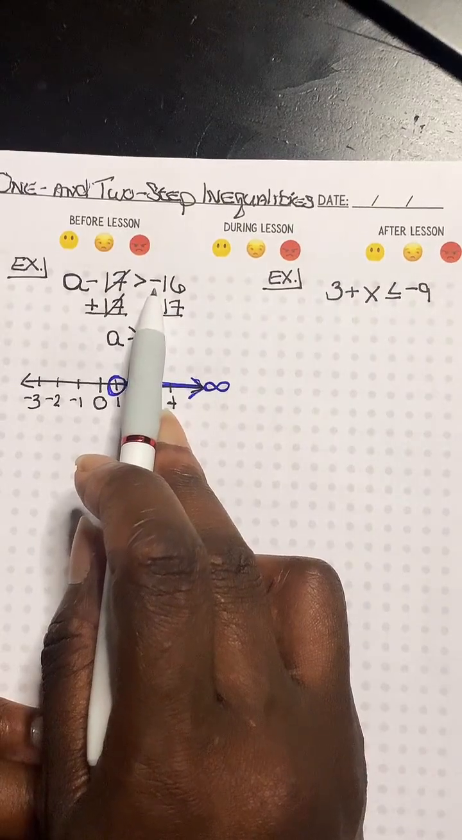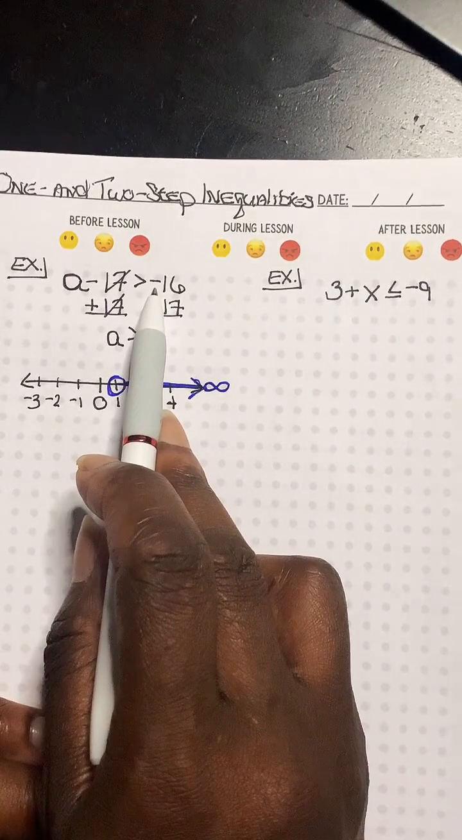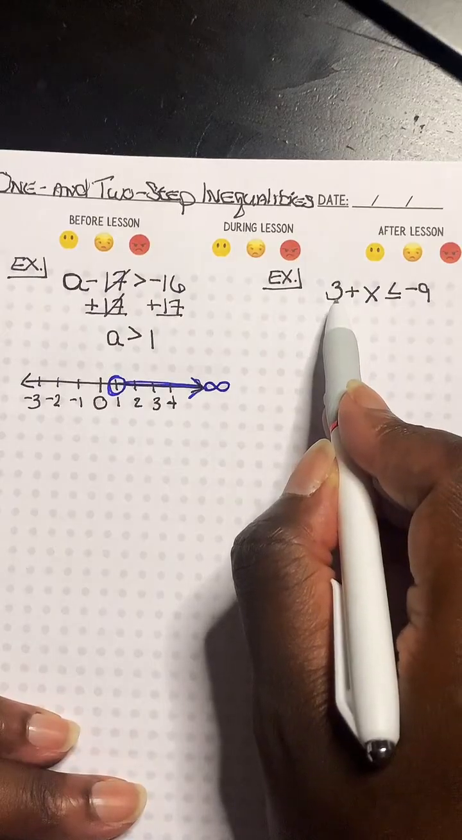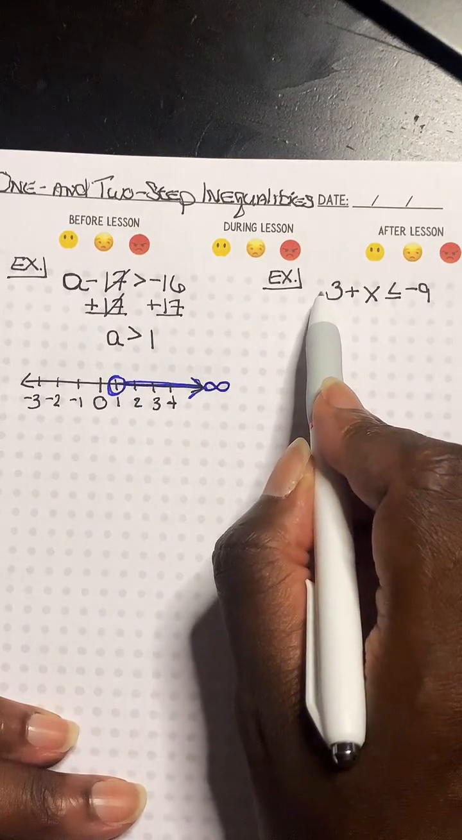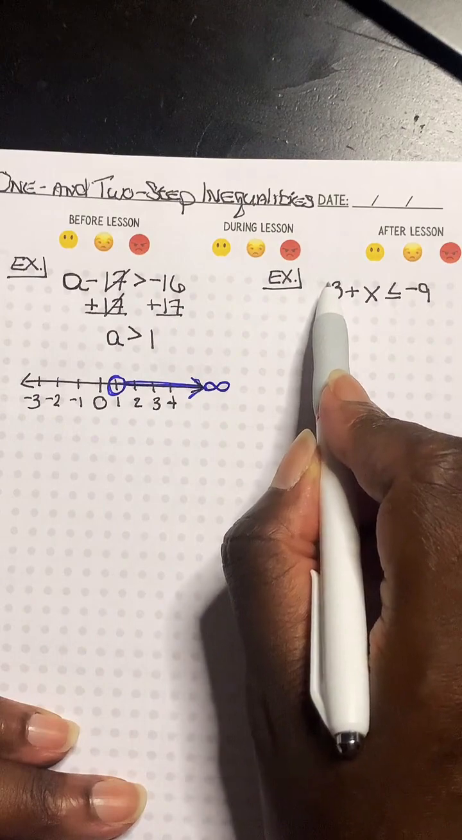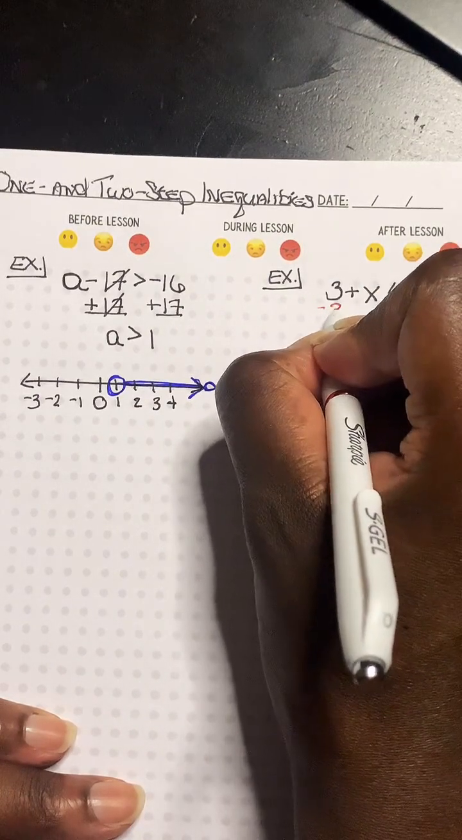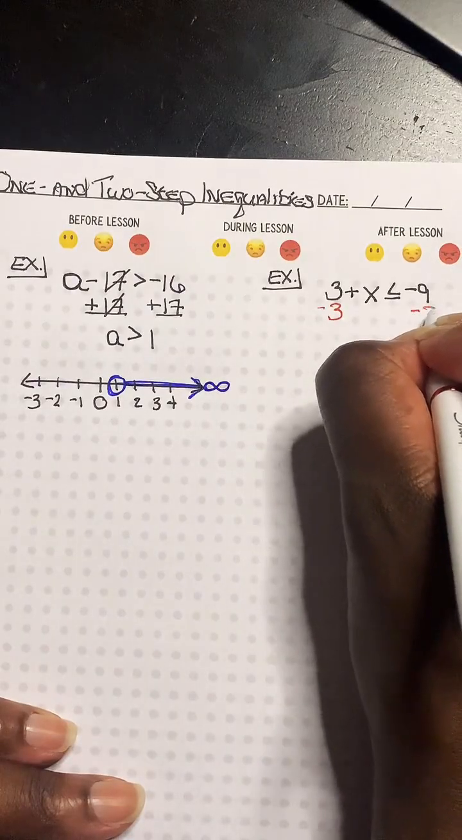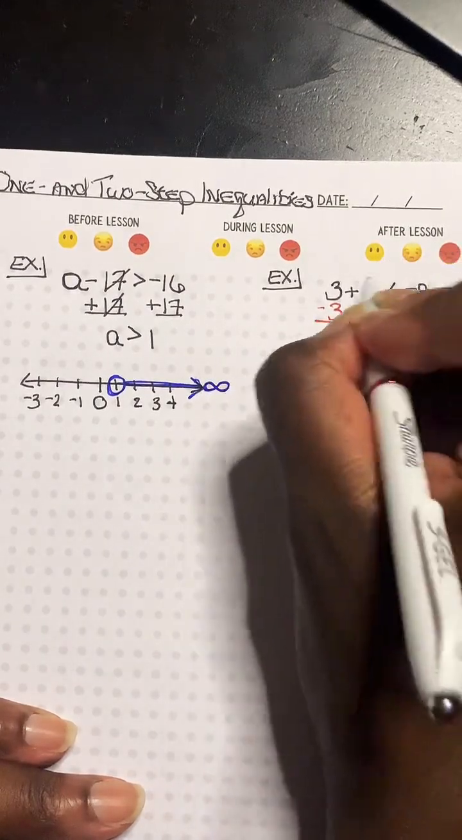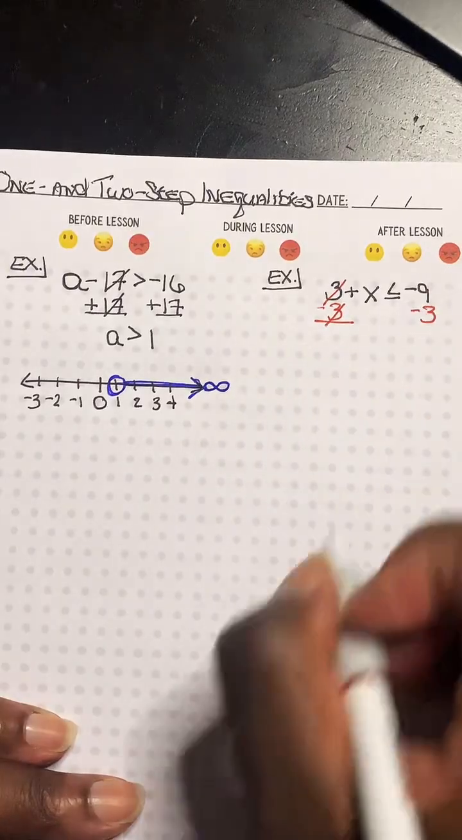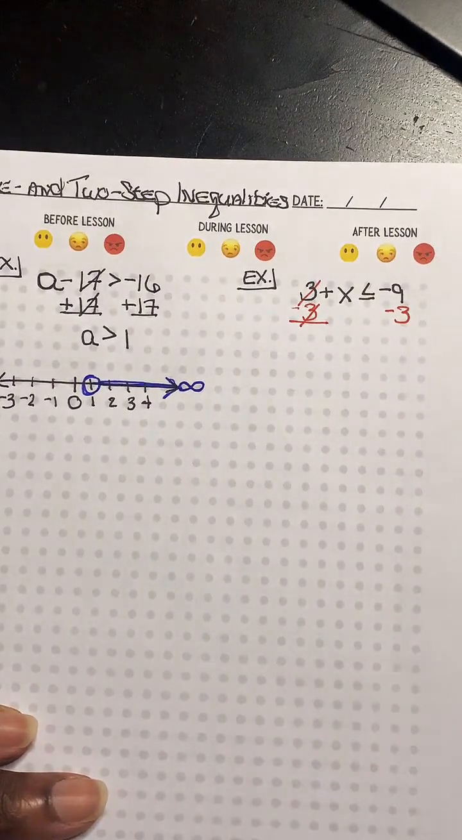Notice the negative is on the left-hand side of the number. So this is a positive 3, because if you don't see anything, it's assumed to be positive. So that means we're going to do the opposite. So we're going to subtract 3 on both sides. So positive 3, -3 will cancel out.